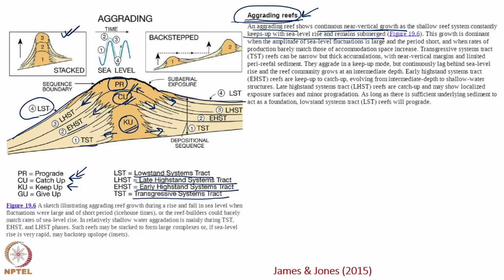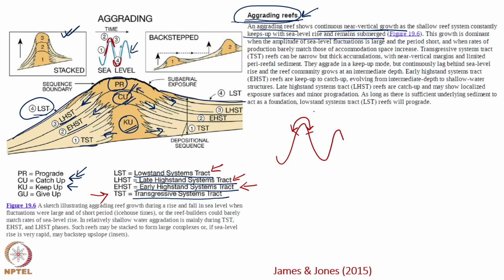This TST, EHST and LHST and LST can be pointed out within the sea level curve. TST, transgressive systems tract, can be identified within this portion of the curve. EHST, early high stand systems tract, can be identified within this portion of the curve. LHST, the late high stand systems tract, can be identified within this portion of the curve, and LST, low stand systems tract, can be identified within this portion of the curve.